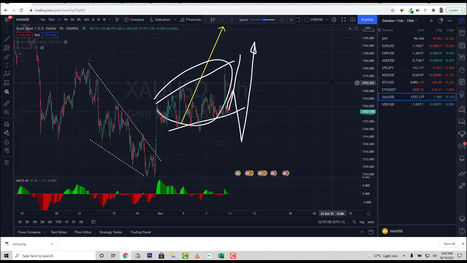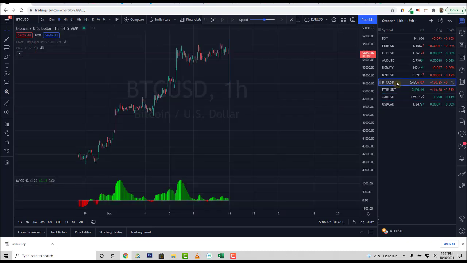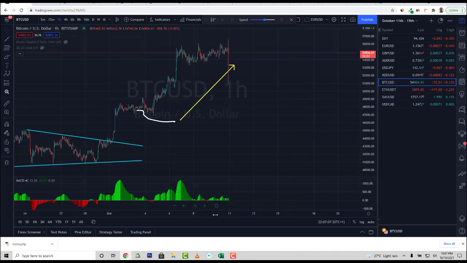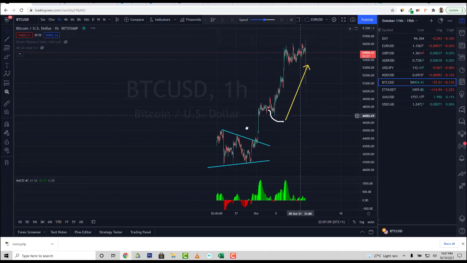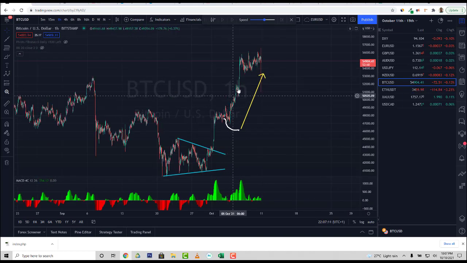Now let's quickly go to BTC. Now guys, do you remember last week? This is BTC, guys. Do you remember last week I told you that BTC was gonna go up after this correction? Exactly what we got here. Do you see that, guys? Isn't that amazing? I believe and I hope most of you entered this trade and made a huge profit from this trade.